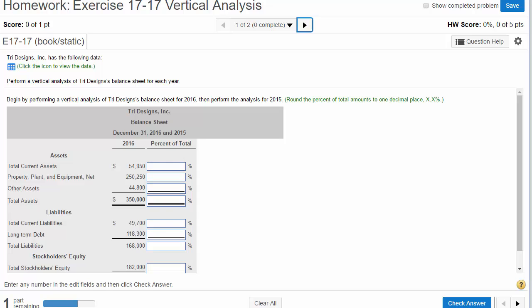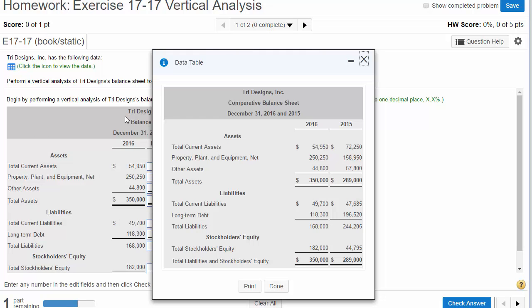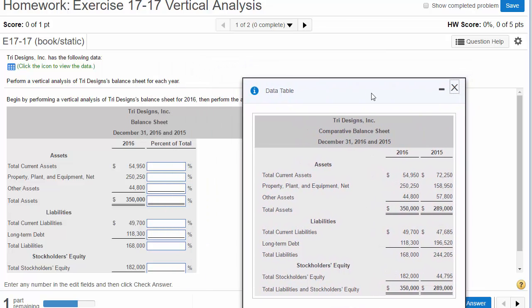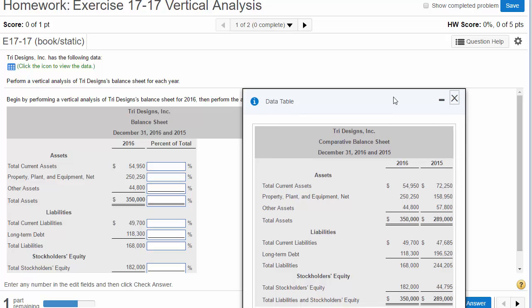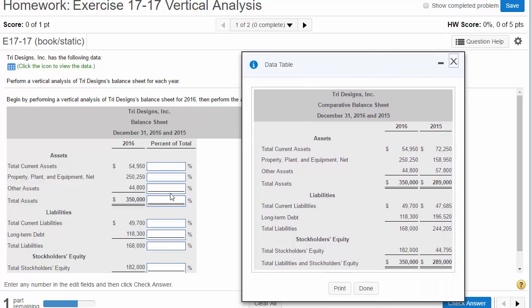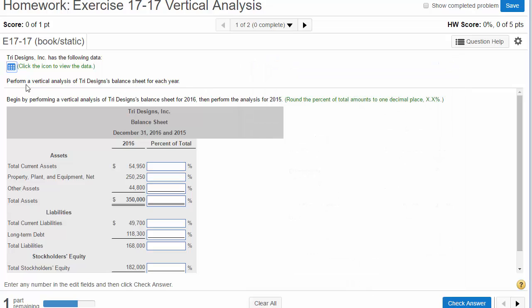Exercise 17-17, vertical analysis. Try Designs Incorporated has the following data. So we are looking at comparative balance sheets. This time we do have two different balance sheets, but this data is also replicated over here, so at this moment we do not need this box. We're going to perform a vertical analysis of their balance sheet for each year.